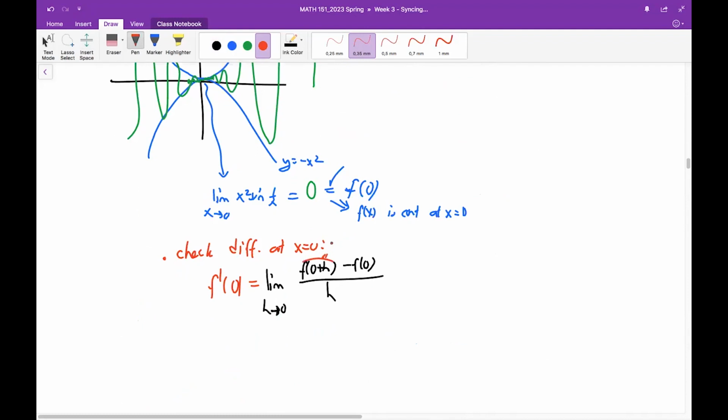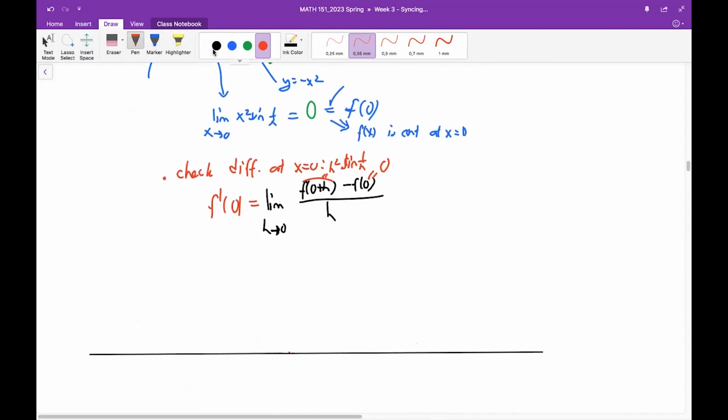Okay, this is computed as h squared sine 1 over h. F of 0 is given as 0, right? So what we have here is the limit as h goes to 0 of h squared sine 1 over h divided by h. Then simplify. So what you have is the limit as h goes to 0 of h times sine 1 over h. What is this limit? Do you remember?